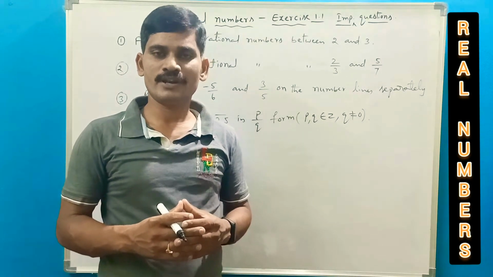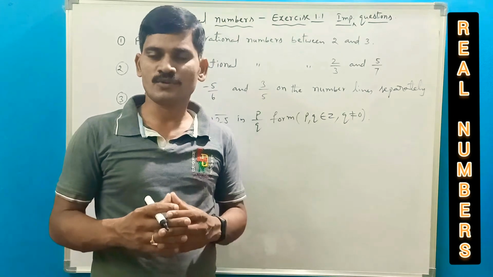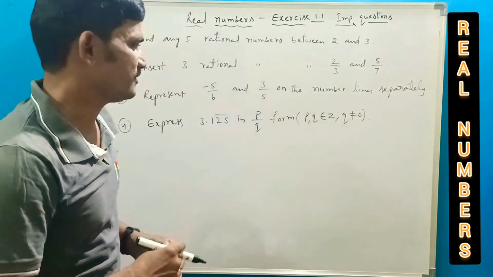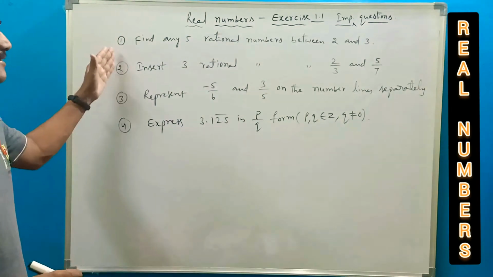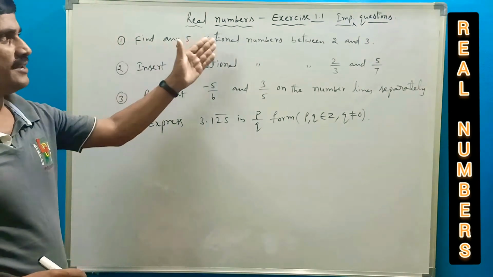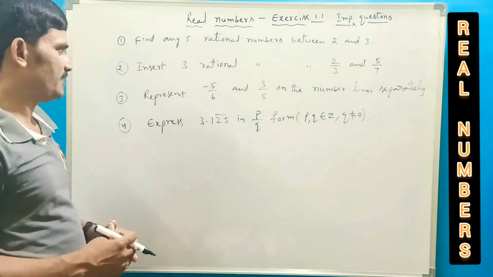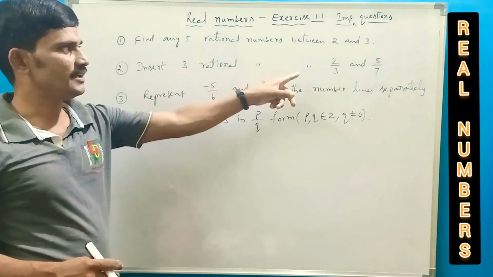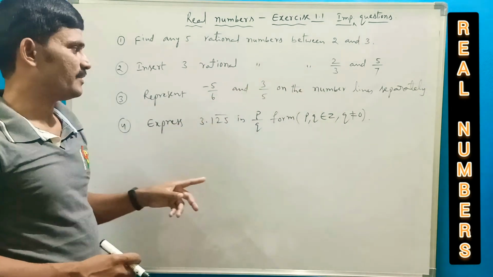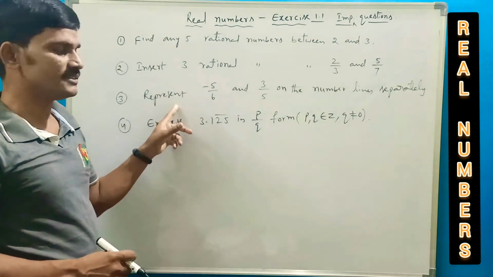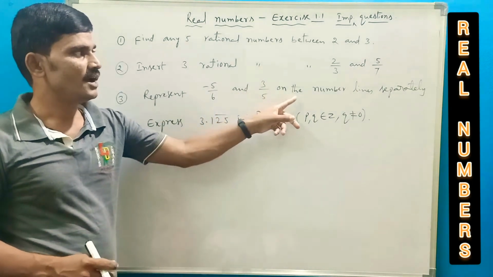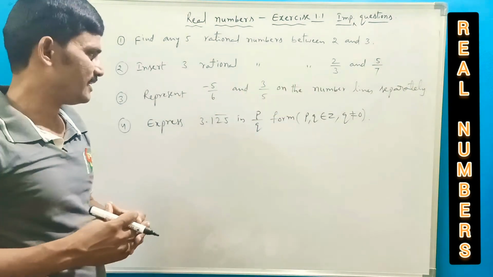Today I would like to discuss some important questions from the first chapter, real numbers, in 9th class. Let us see the questions. First one is find any 5 rational numbers between 2 and 3. Second one is insert 3 rational numbers between 2 by 3 and 5 by 7. Third one is represent minus 5 by 6 and 3 by 5 on the number lines separately.